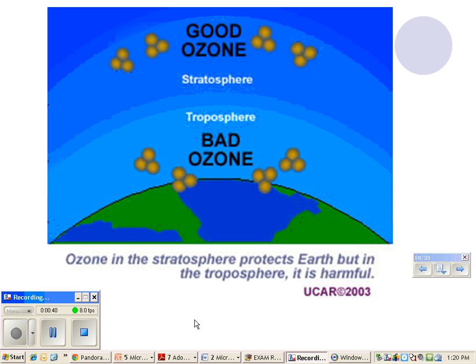So objective number 1 says to compare and contrast ozone in the stratosphere and the troposphere. Looking at this PowerPoint slide, you can see that we have the good ozone in the stratosphere, and then we have the bad ozone in the troposphere.